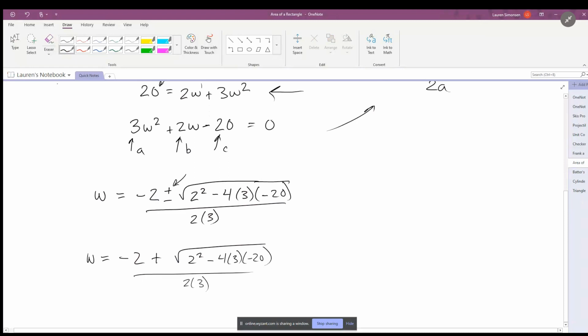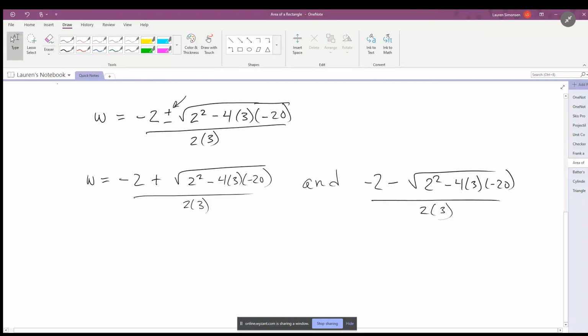So there is one thing you have to do, and you have to do this other calculation. Negative 2, instead of the plus, you have to do a minus the square root of 2 squared minus 4 times 3 times negative 20, divided by 2 times 3. You have to do both equations. So when you calculate this out, don't forget to do the square roots, you end up with two answers. The width, w, is equal to negative 2.936. And you also get the other answer as 2.27.